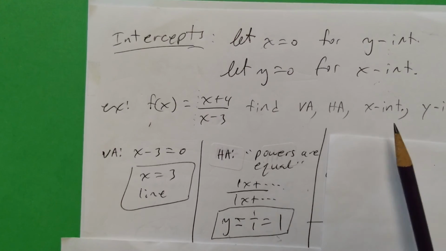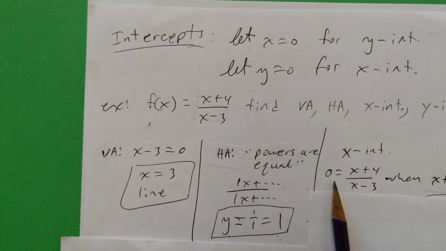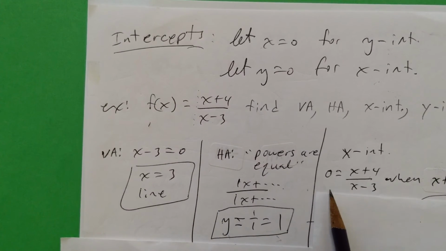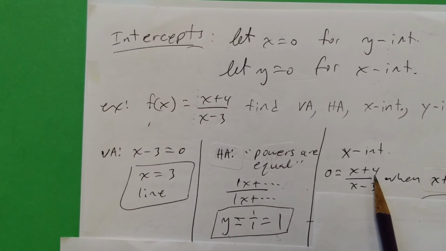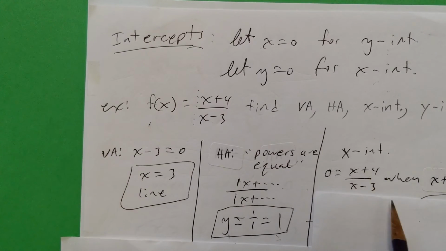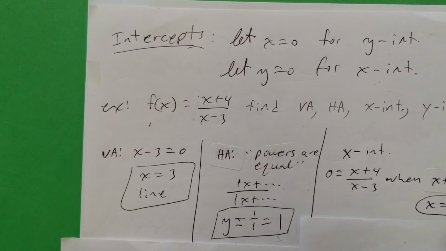Now, how do we find the x-intercept? Well, you let y equal 0. Remember, f(x) is the same as y, right? If you let y equal 0, then the only time it can be 0 is if x plus 4 is 0. You can't have x minus 3 be 0, right? You can't have the bottom be 0. So the only time this is equal to 0 is when x plus 4 equals 0, and we're talking about x being negative 4. All right?